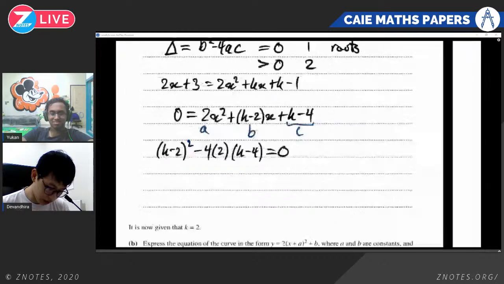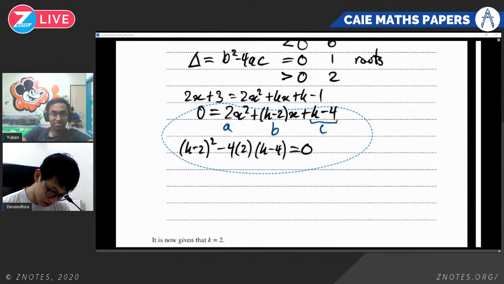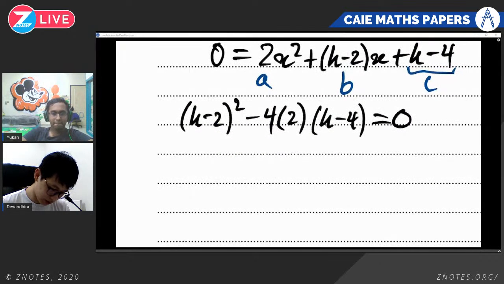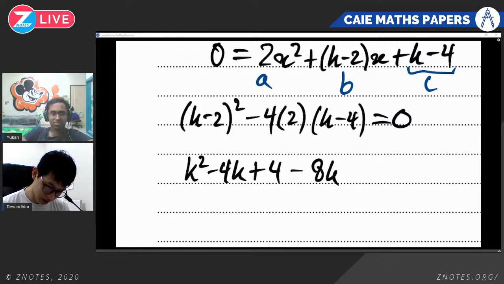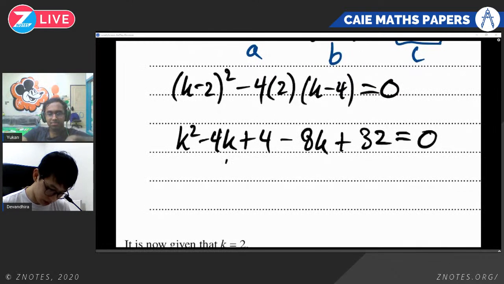Oh, I barely have any more space. I'm sorry about that. Right, let's just simplify this. So we have k squared minus 4k plus 4, minus 8k plus 8 times 4, 32. Am I right? Yeah. Okay. Now just simplify everything. k squared minus 4 minus 8, that'll be minus 12k, plus 36.